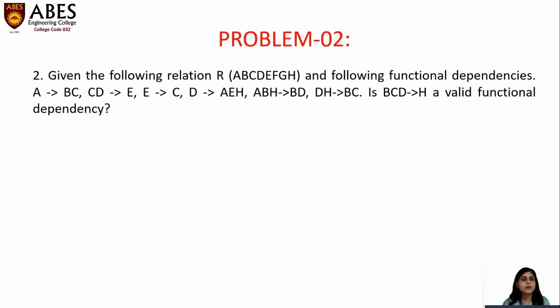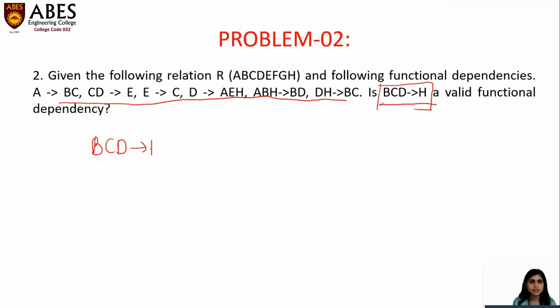This question is a bit different. It says that given the following relation R, A, B, C, D, E, F, G, H are the set of attributes that this relation contains, and we are given these functional dependencies. The question says that we have to find out whether this functional dependency is valid or not. So in this question, we do not have to find the closure directly. It's asking whether the given functional dependency, that is BCD to H, is valid or not.